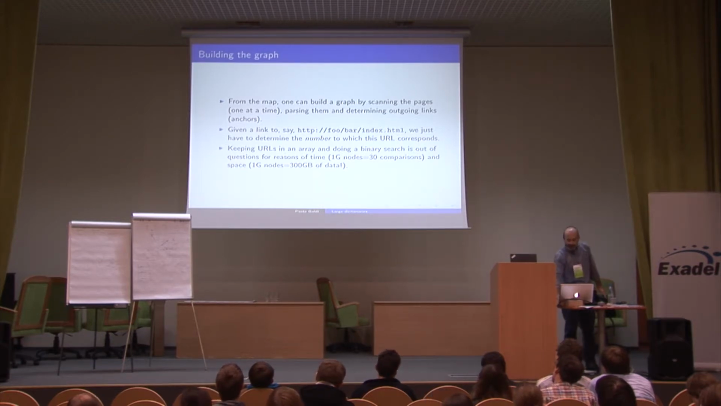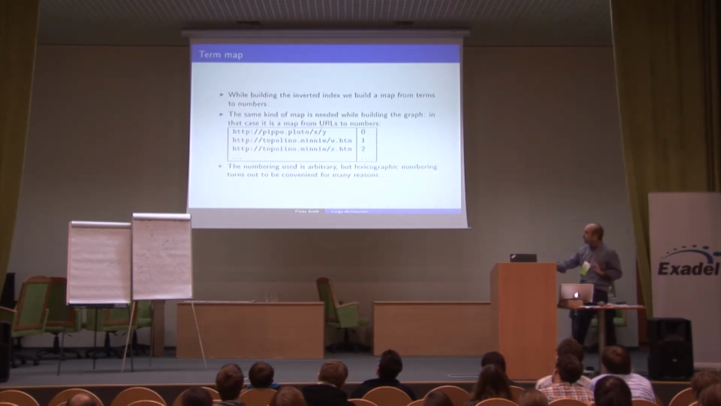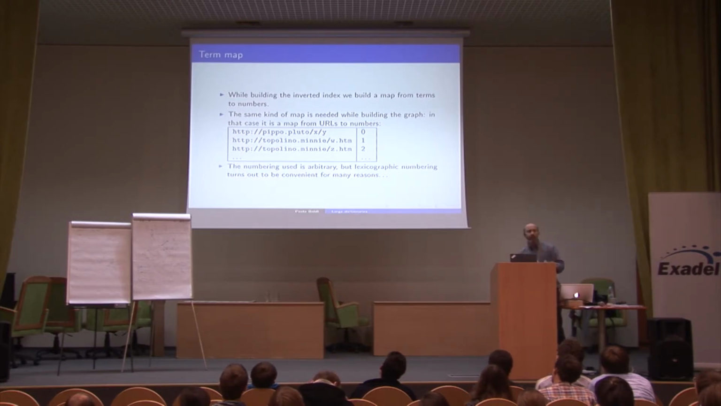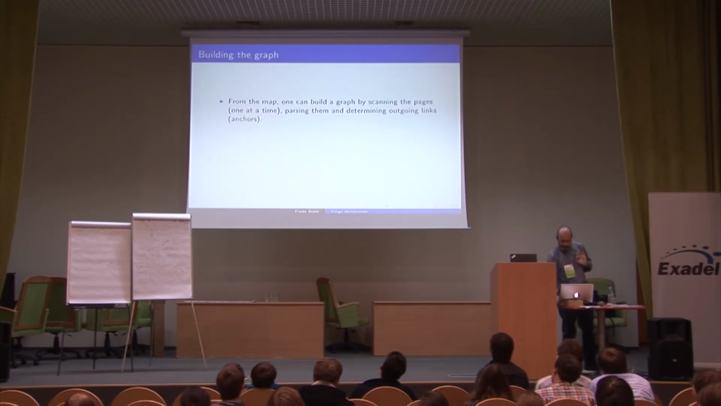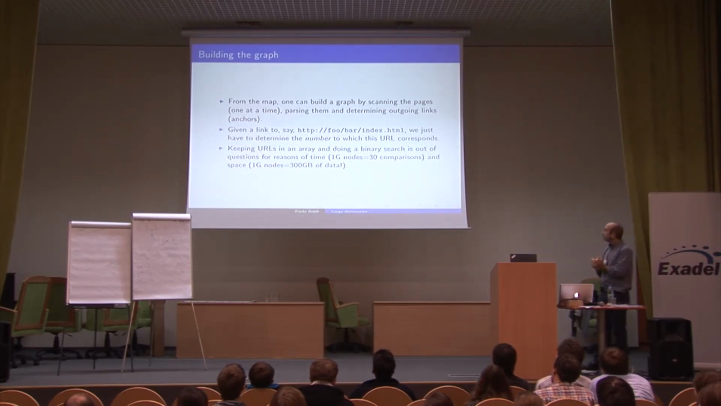Now, what is the obvious way to do the job? The most obvious way to do the job is keeping the URLs in an array. So you keep an array of strings that are the URLs, and every time you want to look for some specific URL, you will search in the array. So let's try to do some computation. I did it for you. Suppose you have 1 billion nodes.